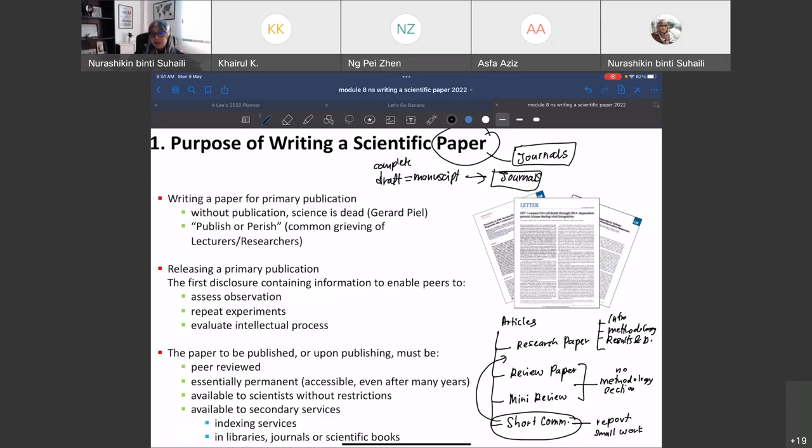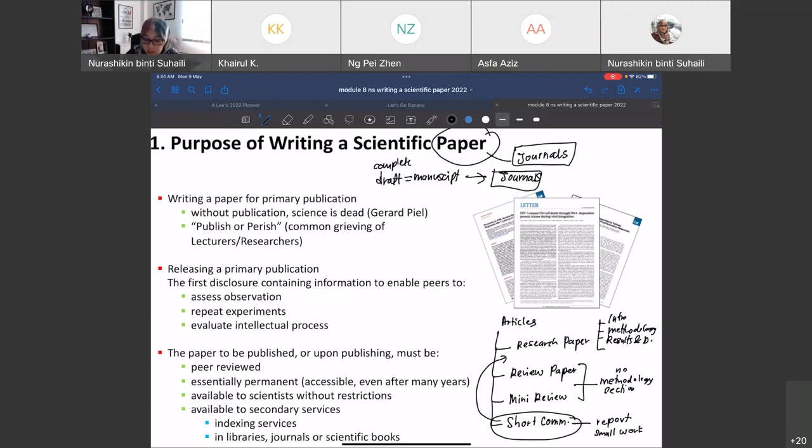So if let's say I want to send my manuscript, I have to make sure that the journal I send to accepts manuscripts of my field. For example, my niche area is bioprocess technology. So I have to send my manuscript to journals that publish articles of my field.